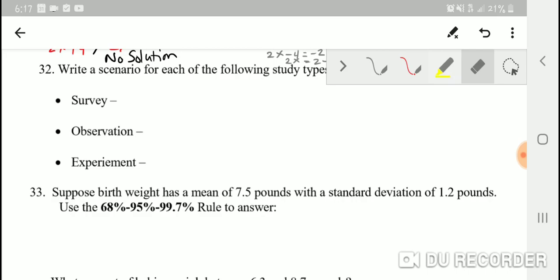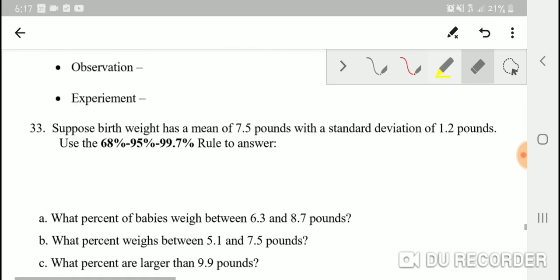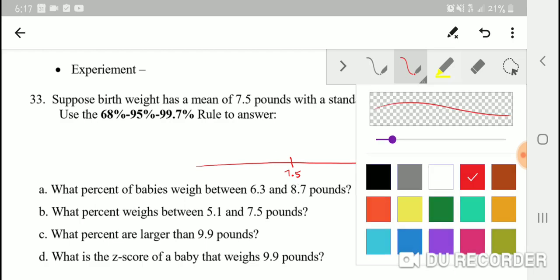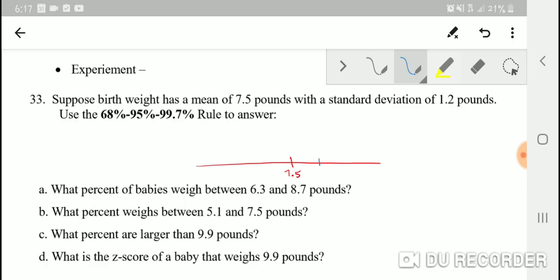All right. So we have our empirical rule for number 33. We have a mean of 7.5 pounds. So 7.5 goes right in the middle. And then a standard deviation of 1.2 pounds. So I need to add 1.2 to get the next standard deviation, which would give me 8.7. I add another 1.2 to give me 9.9. And then I add another 1.2 to give me 11.1.